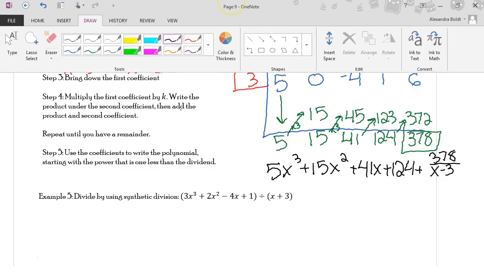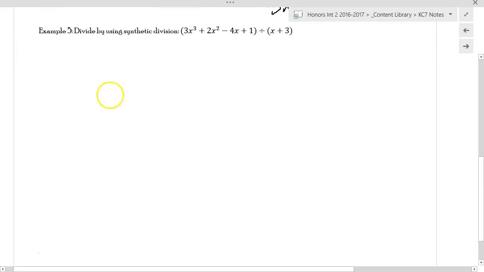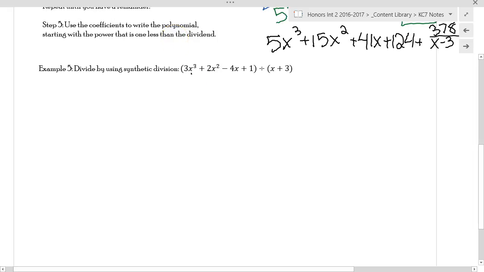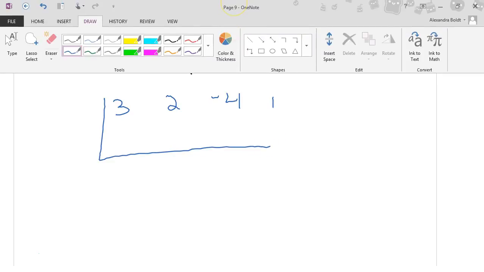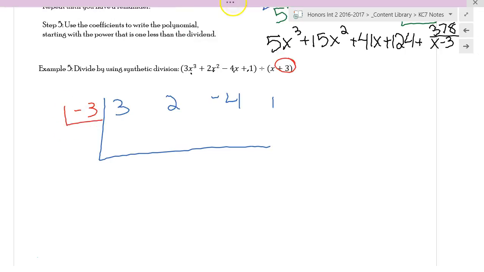Alright, moving on to example 5. Same type of thing. If you look, I'm going to look quickly, not missing any variables, so I can just start by writing it right with the coefficients. So I have 3, 2, -4, 1. Draw my nice box. I have to change sign, so it's going to be -3 on the outside. Draw my nice box.